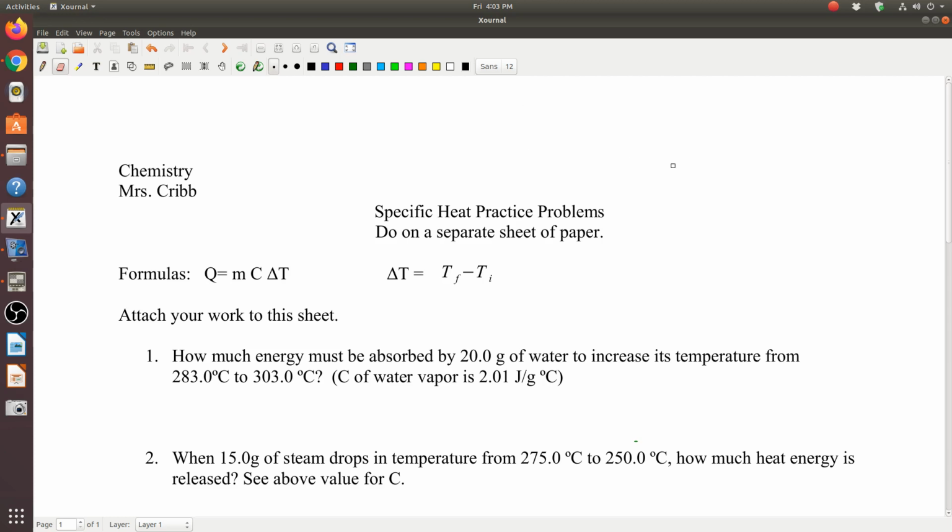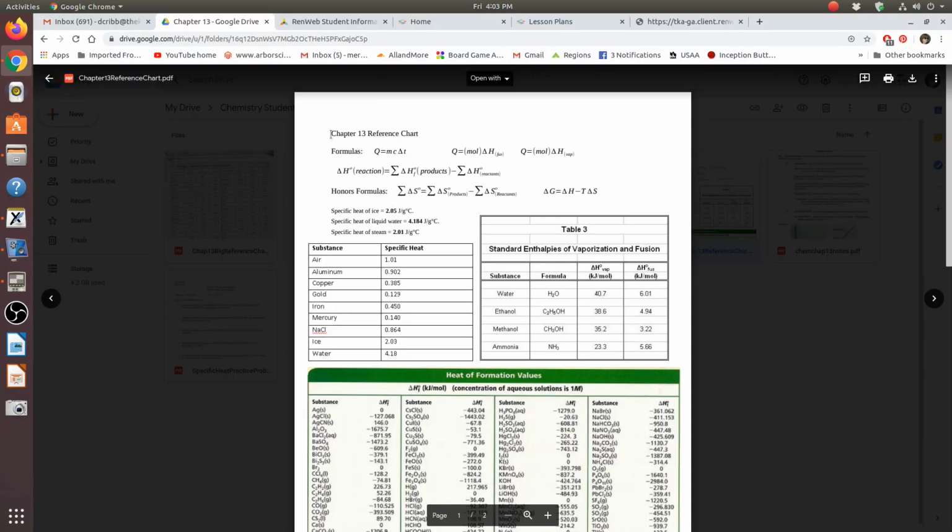If you have not done so already, I need you to go print out the specific heat practice problems worksheet, and also you will need to print out the reference sheet. So let me show you the reference sheet. Here it is. It looks like this, the chapter 13 reference chart.